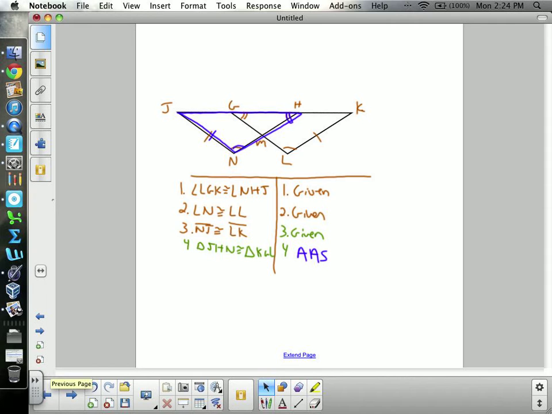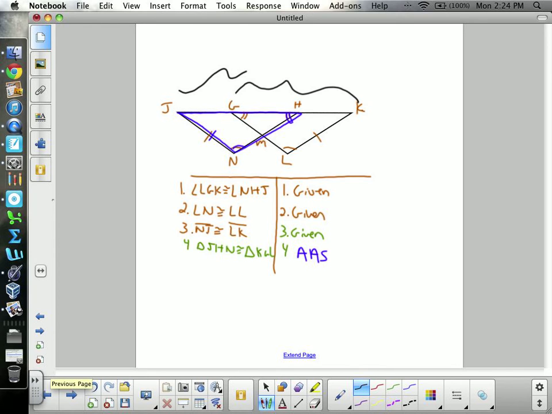Okay, and from that I can draw the conclusion that I think they want me to conclude: GK is congruent to HJ. GK is congruent to HJ. That's a horrible bracket, but you get the idea. You have to put that down? No, I'm just showing so you guys can see it. What's the reason why? CPCTC.